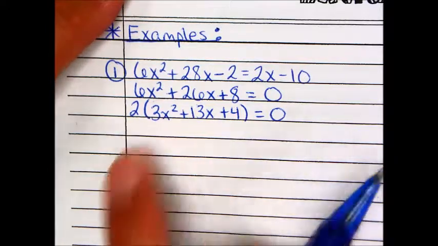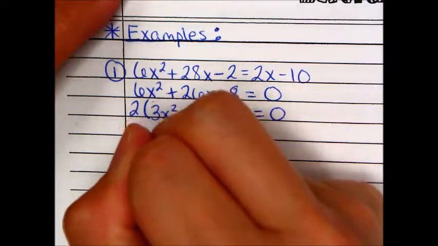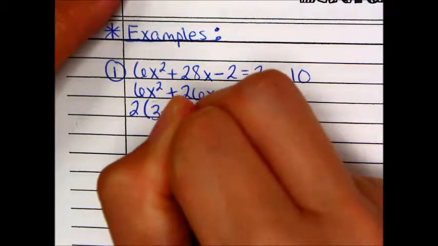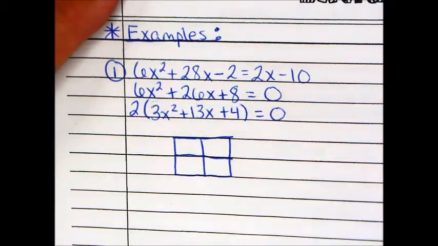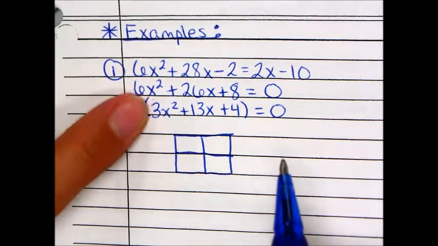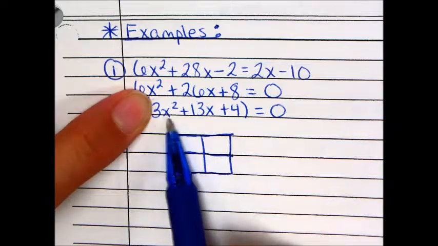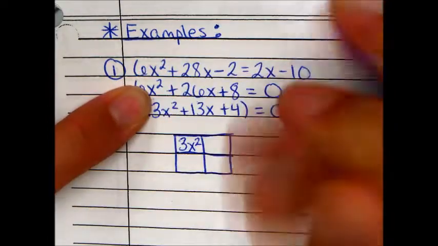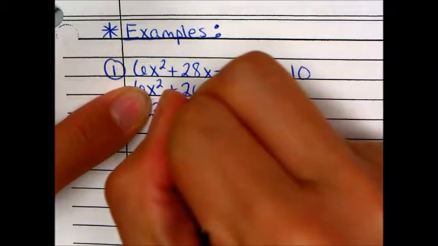Okay, now you make the box. So you make it equal 0, you factor out the common factors, and then you make the box. So let's get everything in the right position. Okay, this 2 is factored out. It is not part of the box. You use what's in your parentheses. The 3x squared goes in the top left, and the 4 goes in the bottom right.